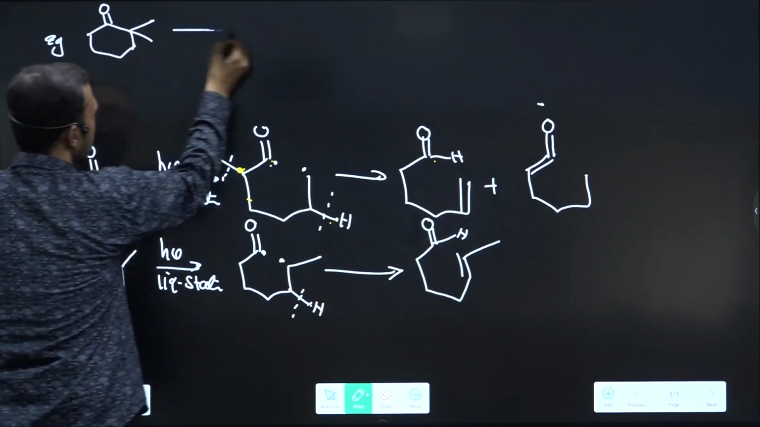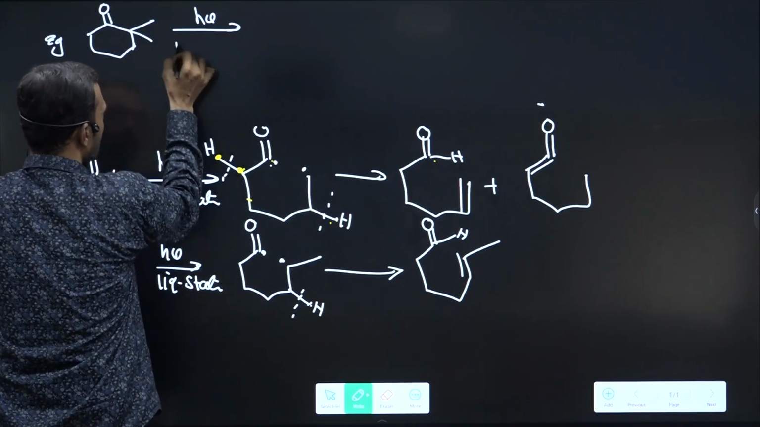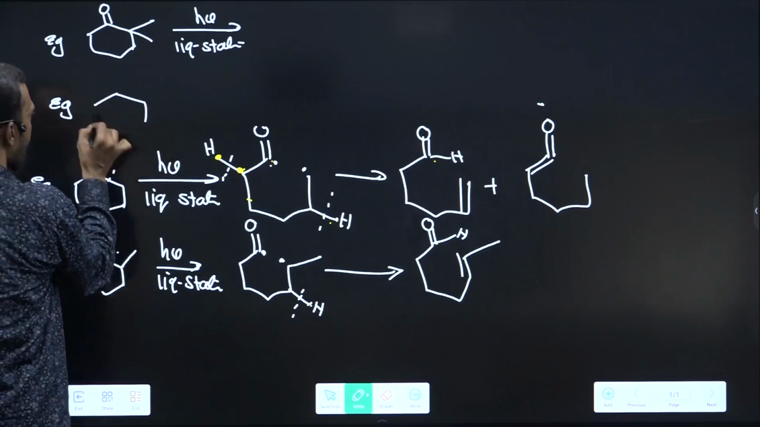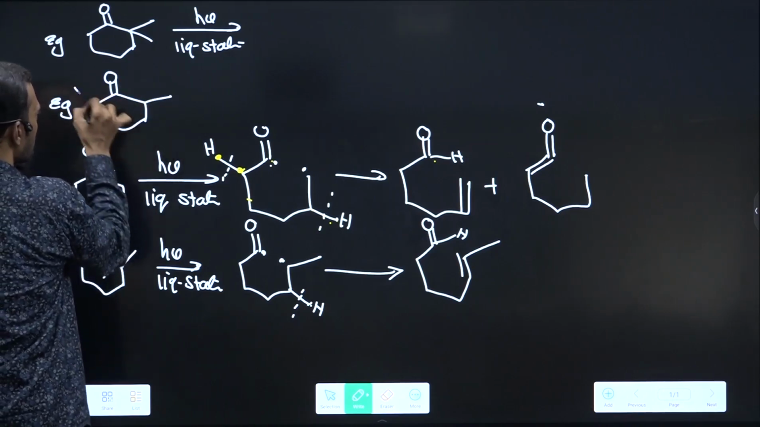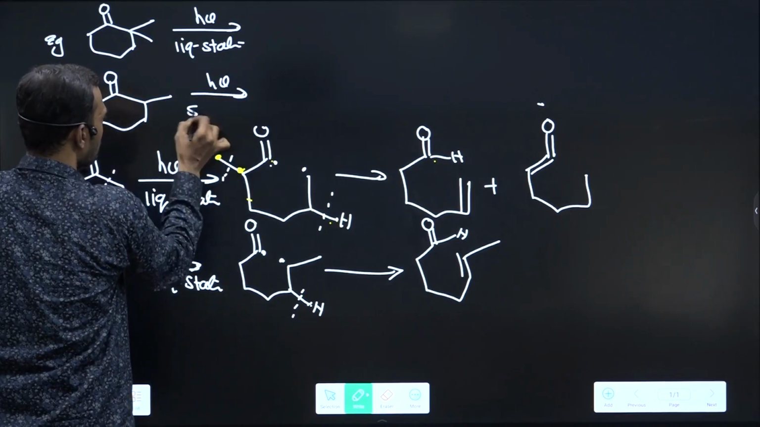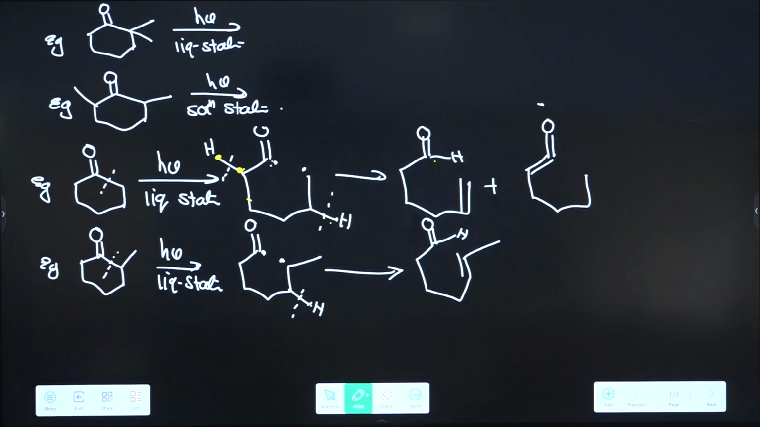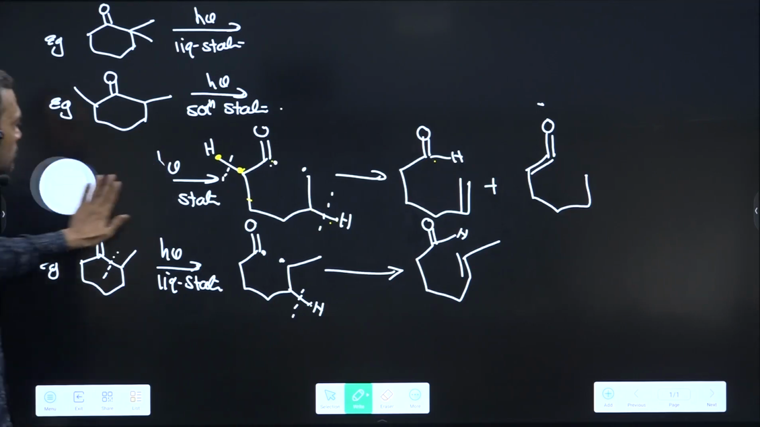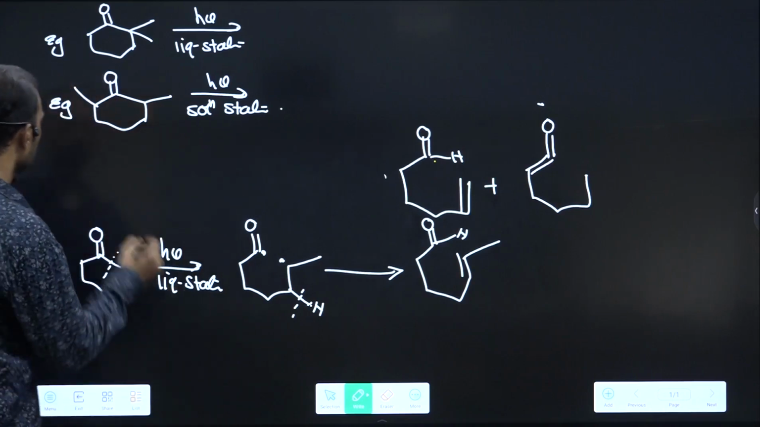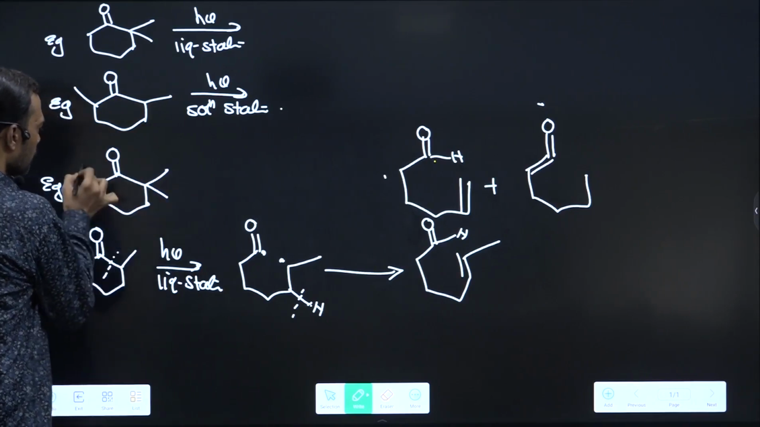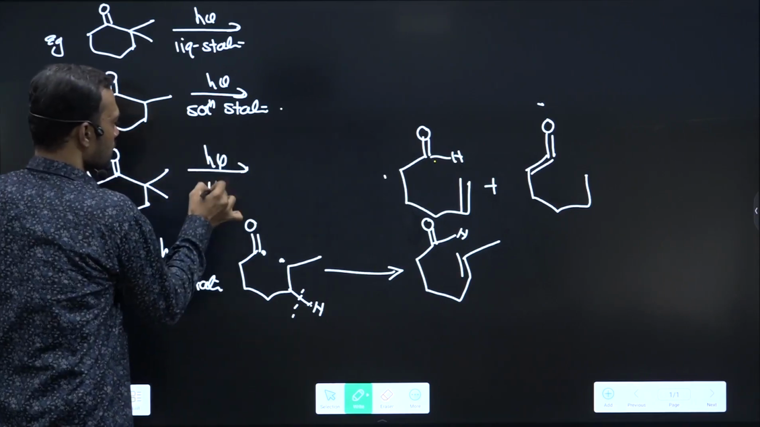Right, two methyls I am giving, photochemically, in the liquid state. Here two methyls I am giving, photochemical, solution state. Four methyls I am giving. Give the product of this, the physical state is solution.